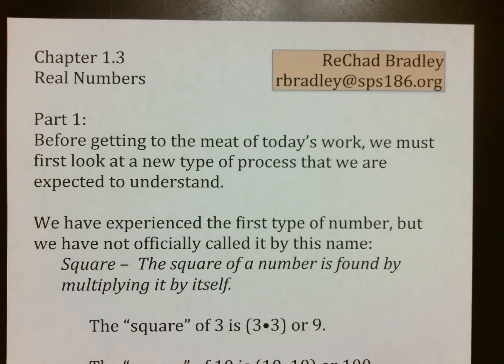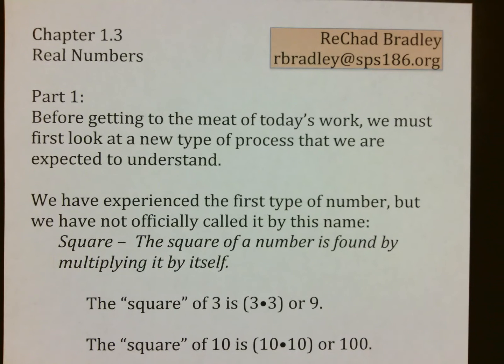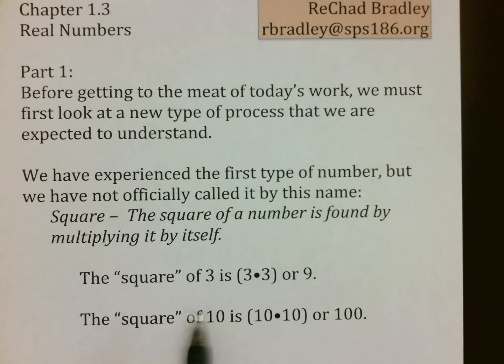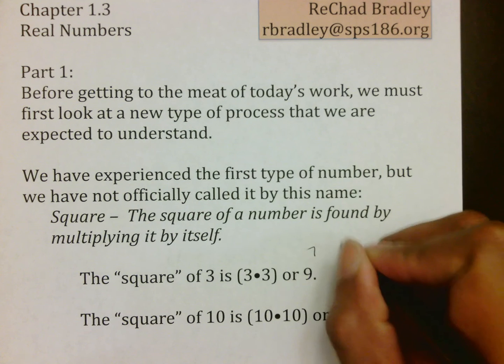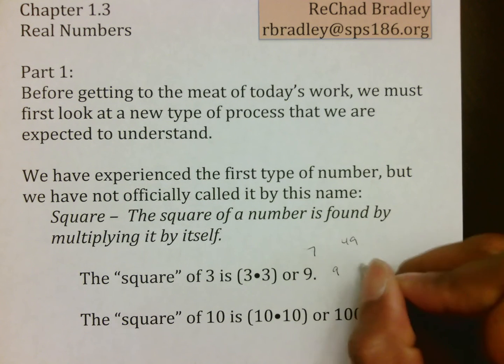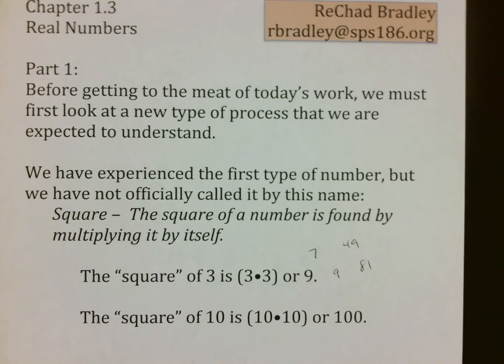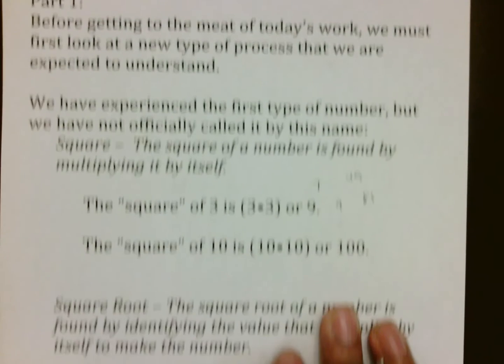We have experienced the first type of number, but we haven't officially called it by its name. The first type of number is called a square. The square of a number is found by multiplying it by itself. So the square of 3 is found by taking 3 times itself, and therefore the square of 3 is 9. The square of 10 is found again by multiplying it by itself, which means that the square of 10 is 100, just like the square of 7 is 49, just like the square of 9 is 81. Again, the square of a number is found by multiplying it by itself.